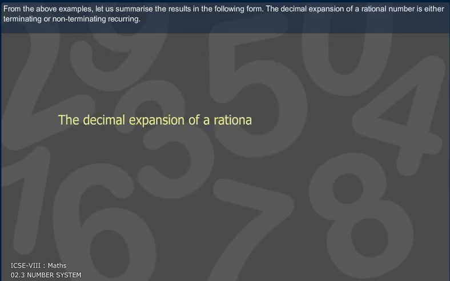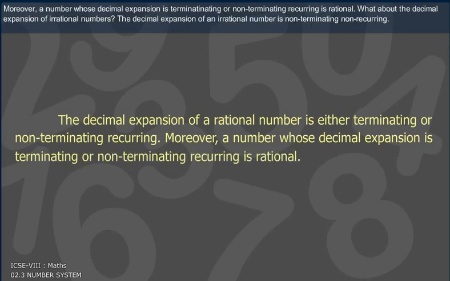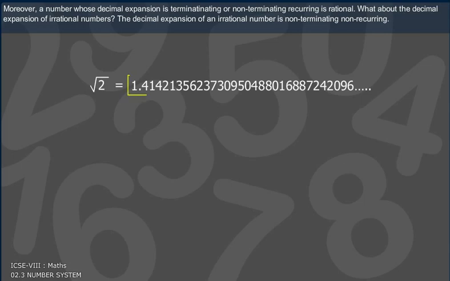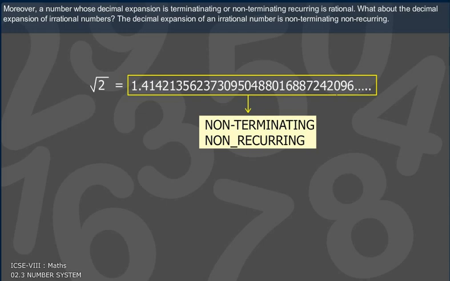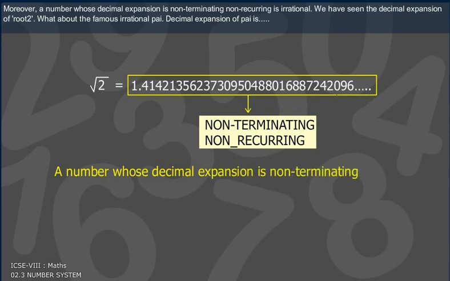From the above examples, let us summarize the results in the following form. The decimal expansion of a rational number is either terminating or non-terminating recurring. Moreover, a number whose decimal expansion is terminating or non-terminating recurring is rational. What about the decimal expansion of irrational numbers? The decimal expansion of an irrational number is non-terminating, non-recurring. Moreover, a number whose decimal expansion is non-terminating, non-recurring is irrational.